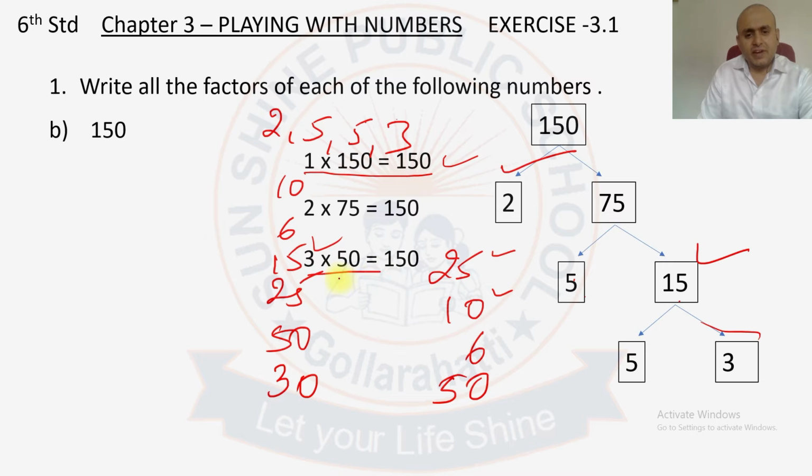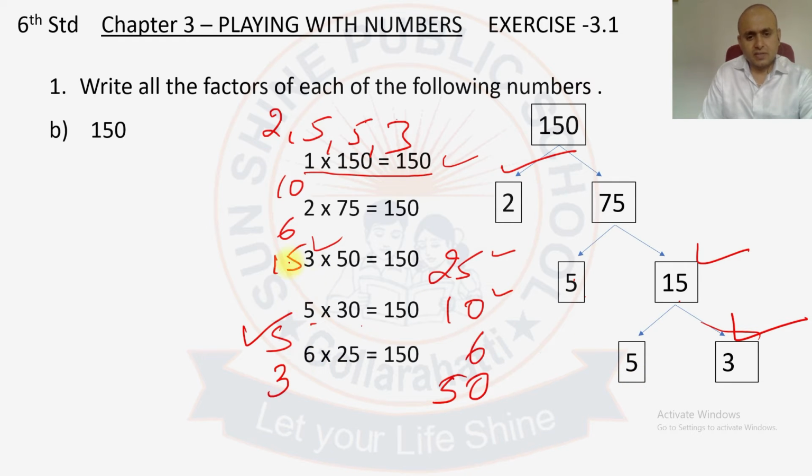Next, 3 × 50 is 150. So 3 has come and we get 50 also. So 3 × 50 is 150. Next is 5 × 30 is 150. 5 into 30 gives us 150. Next, 6. So we got 6 also.